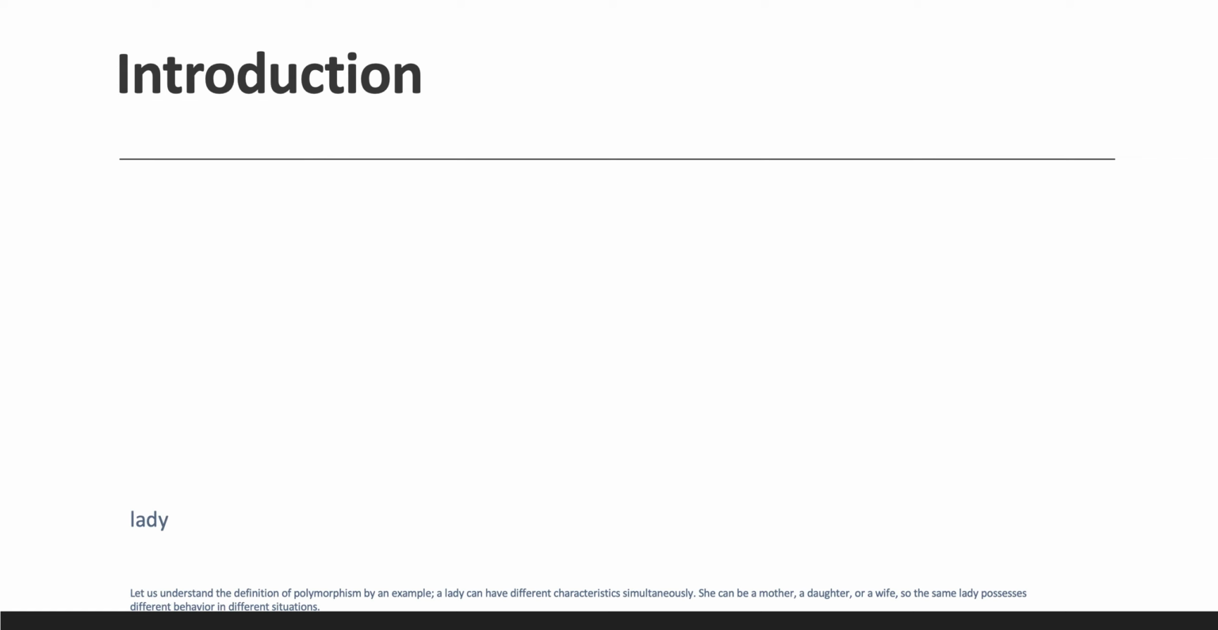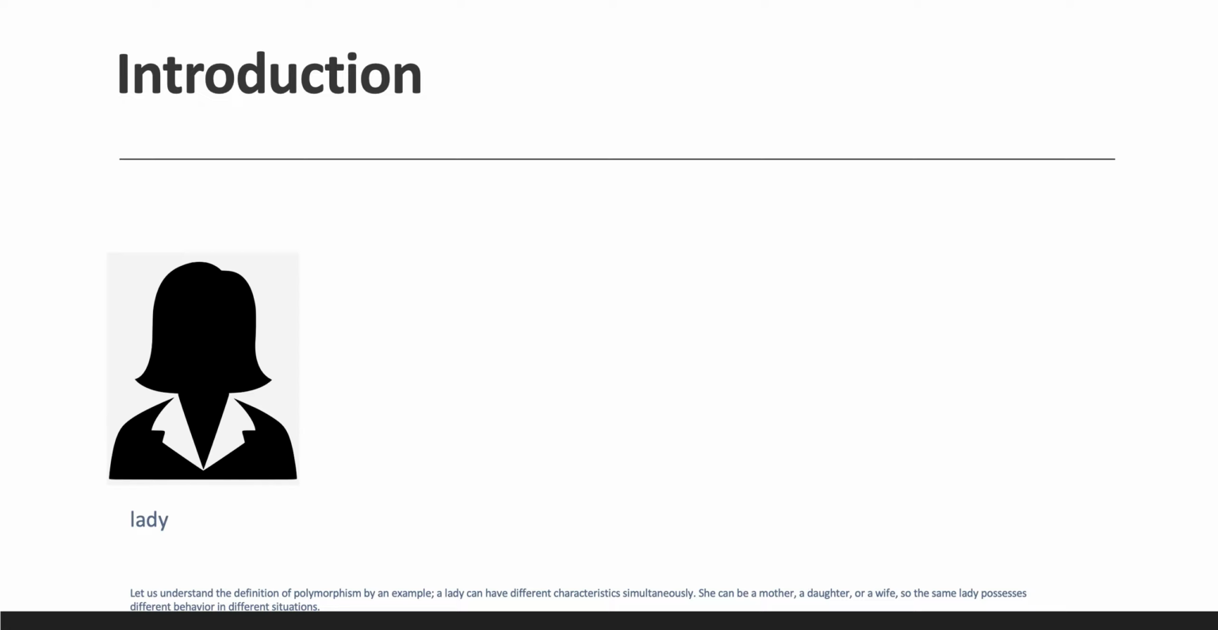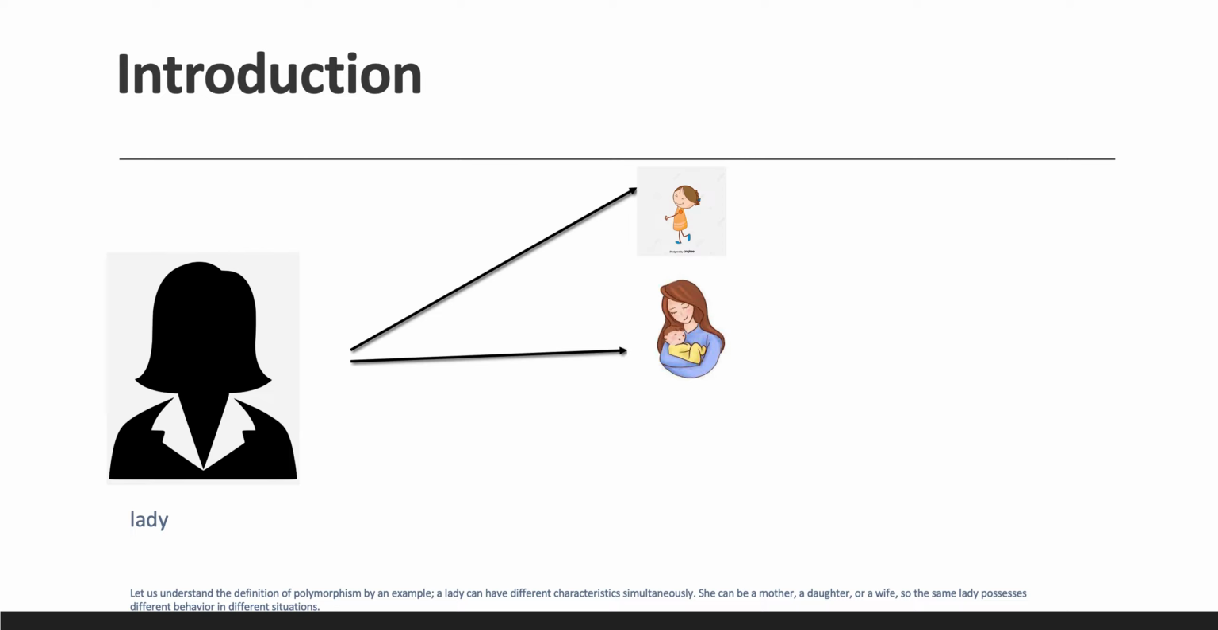Let us understand the definition of polymorphism with an example of a lady. This lady can have different characteristics simultaneously, right? She can be a daughter, she can be a mother, and she can also be a sister, right? So here the lady is representing herself differently in different situations. This is one example of polymorphism.